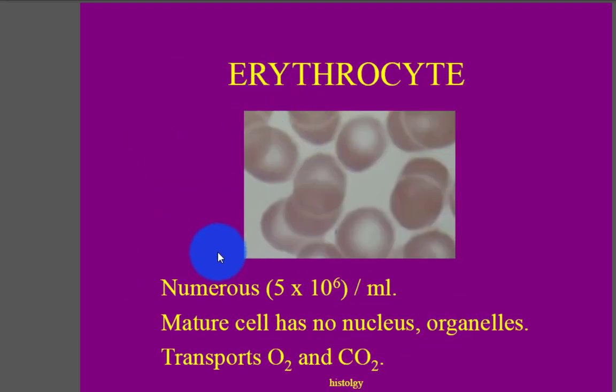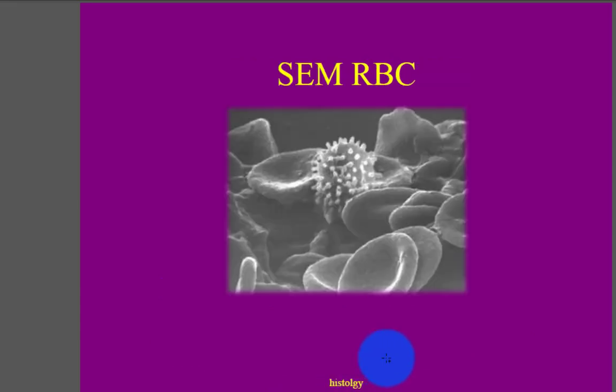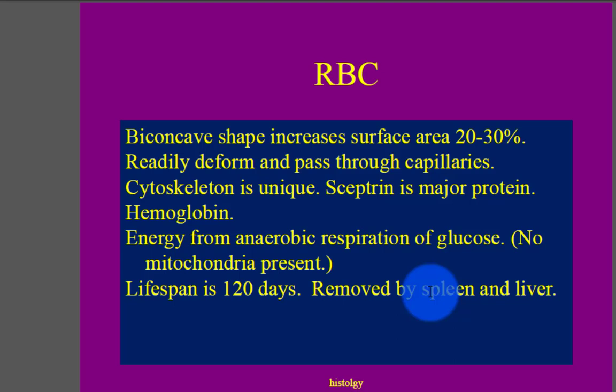The erythrocytes are numerous, about 5 million per ml. Mature cells have no nucleus or organelles. They transport oxygen and CO2. Dysfunction arises from the stem cell. The RBCs are biconcave in shape, which increases surface area by 30%.